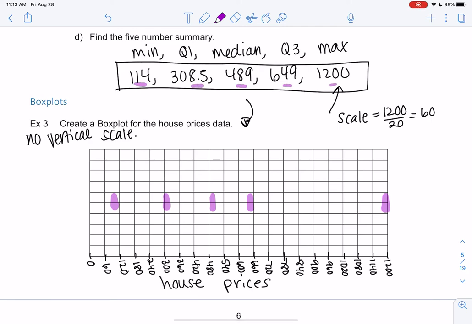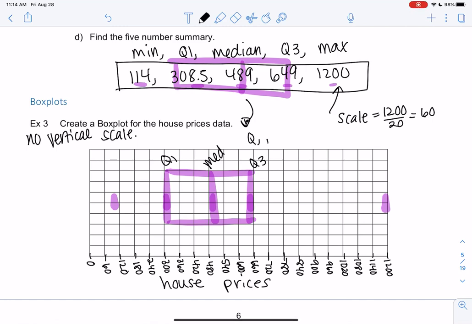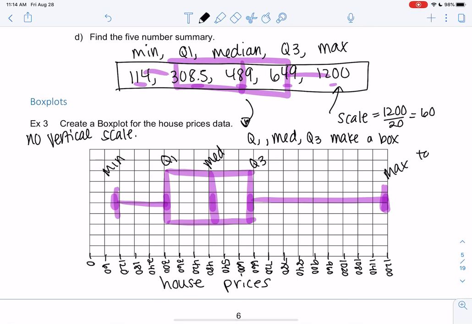I marked each of these. They're going to create this thing called a box plot. So what we're going to do is we're going to go ahead and put a box around the middle three numbers. So make it a little bit bigger. So Q1, median, and Q3 make a box. So it doesn't matter how big it is. You just want it to be big enough to visually see kind of near the center of your graph. And then we're just going to draw little tails or whiskers that go out to the min and the max. And that's a box plot.